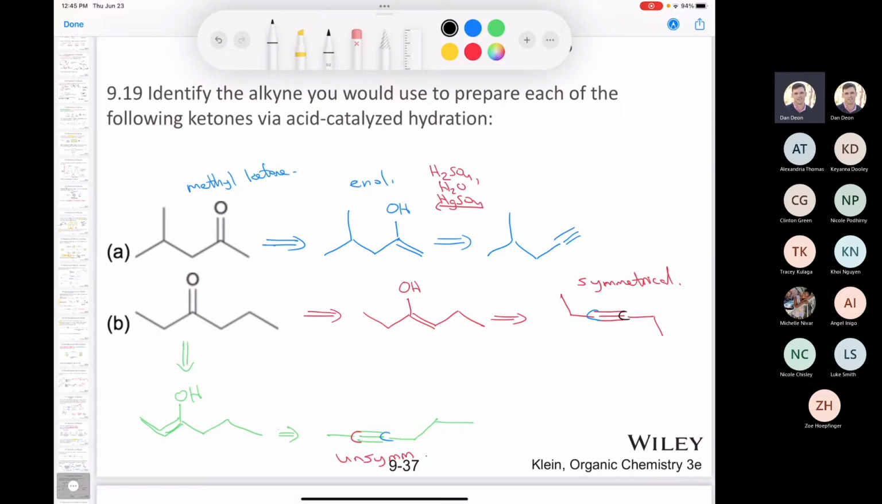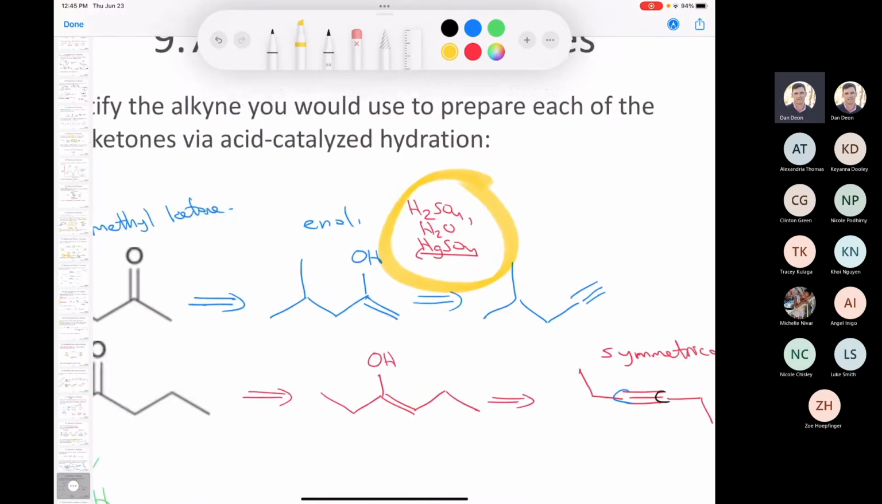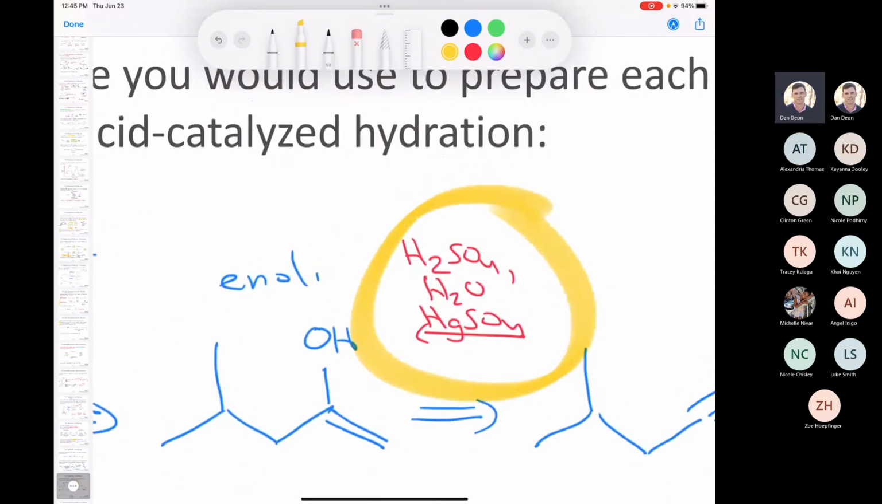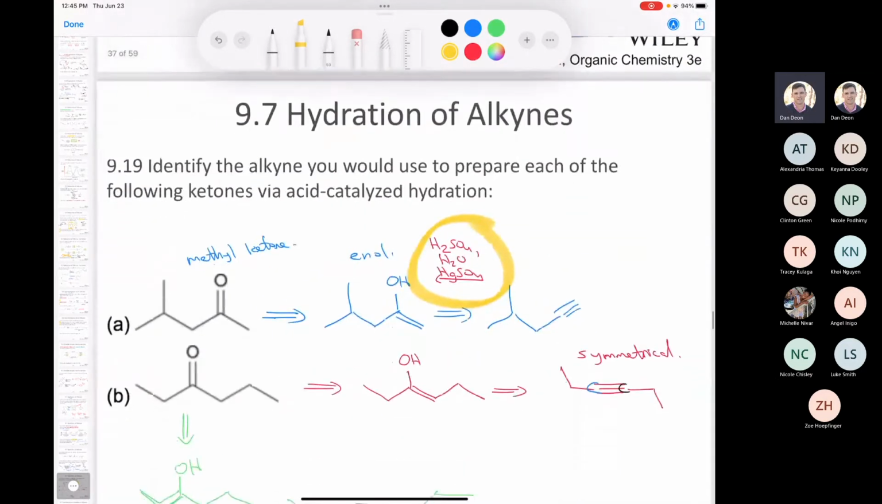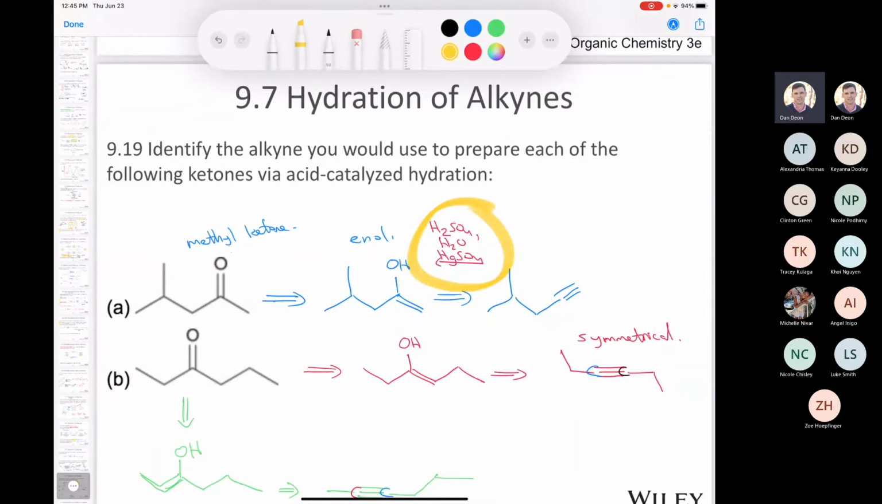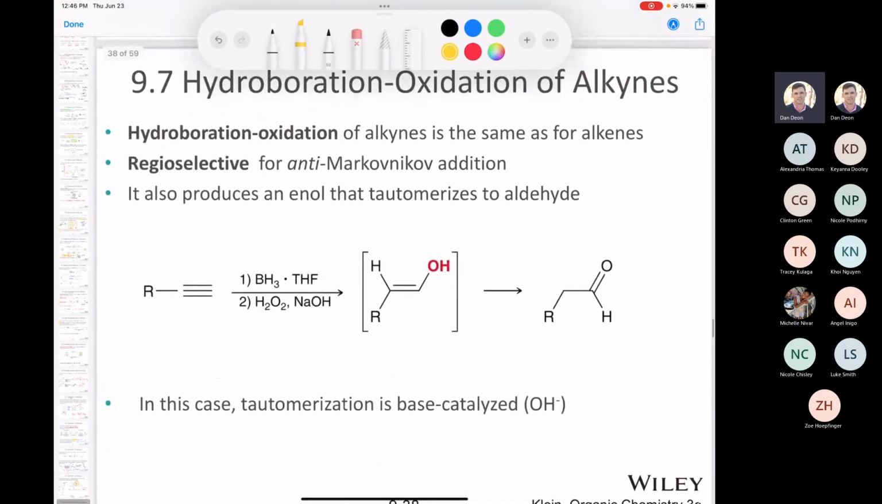Before we take a break, I want to show you another reaction that involves hydration. So now we've covered Markovnikov hydration. The conditions are shown right here: sulfuric acid, water, and mercuric sulfate. Now we're going to talk about anti-Markovnikov addition. How do you add water in an anti-Markovnikov fashion to a triple bond?